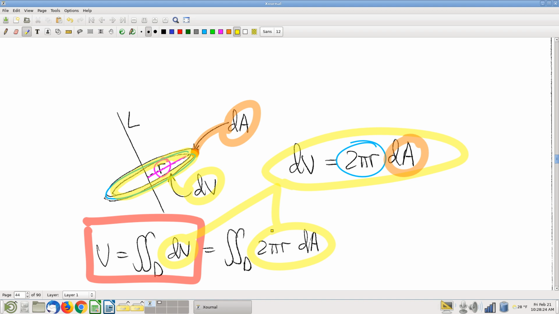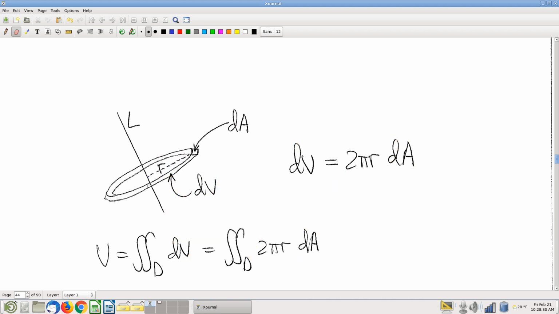You have yourself a double integral that will compute the volume of that rotated solid. So that's the big idea. Now, this is not Pappus's theorem. This is sort of the double integral approach to computing the volume, and Pappus's theorem is a clever move that comes after this.